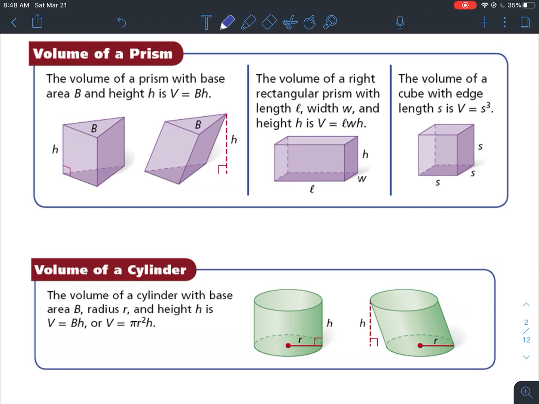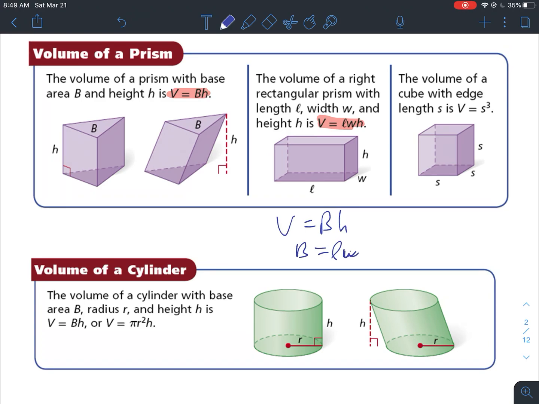So today we're talking about prisms and cylinders. All prisms, you'll use the same formula. That formula is B times H, where B is the area of the base and H is the height of the figure. For rectangular prisms, you can use a special formula, which is length times width times height. It's the same formula. It just so happens that B is length times width.